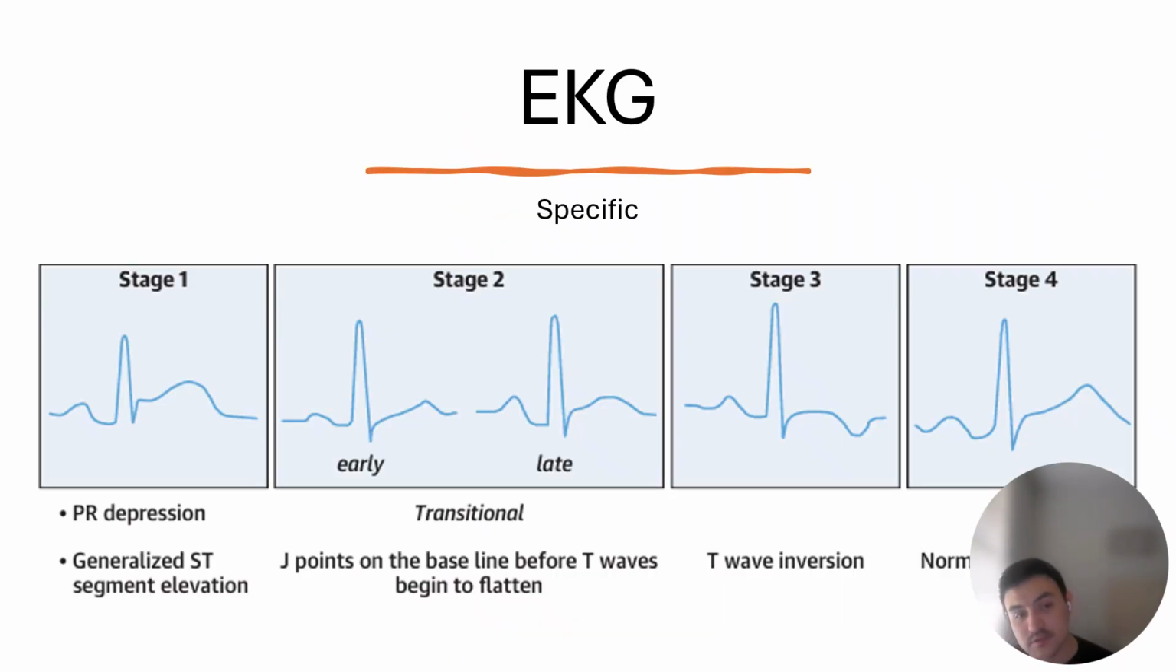EKG is important. Why? Because this is the first diagnostic tool. Usually, PR depressions and ST segment elevation. These ST segment elevations are concave. What is concave? Meaning it's going to be a happy face. Then you're going to have T-wave inversions, and then the EKG is going to recover in the subsequent weeks. This is specific, by the way. What does specific mean? If you have it, you have it. No, what it means is that this is not sensitive, meaning a patient may not have these findings in the EKG.